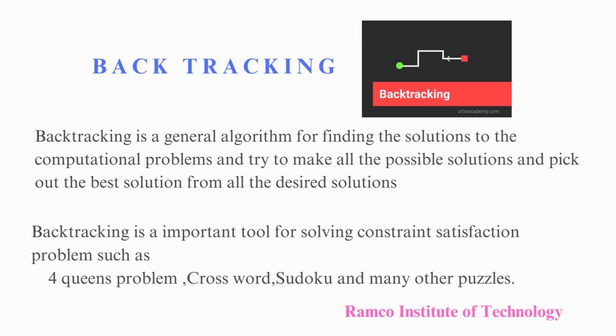In this slide, I gave the definition of the backtracking algorithm. Backtracking is a general algorithm for finding the solution to a specific computational problem and tries to give all possible solutions. From that, we will choose one best solution for our problem. It is the most important tool for solving constraint satisfaction problems such as the 4 queens problem, 8 queens problem, crossword, Sudoku and many other puzzles.